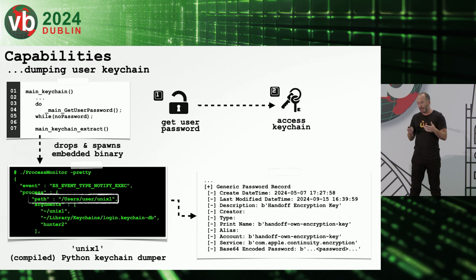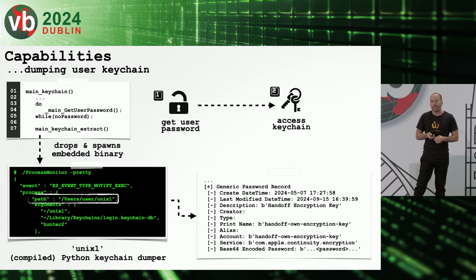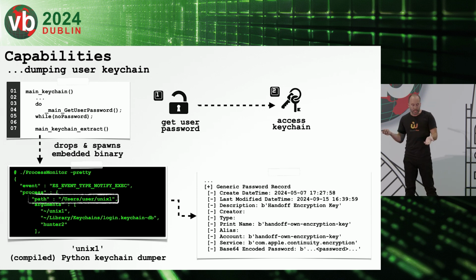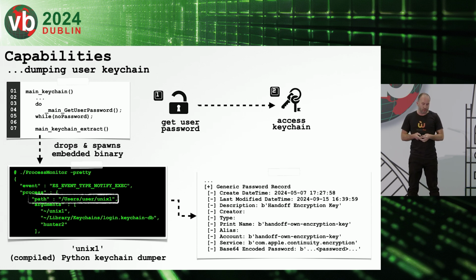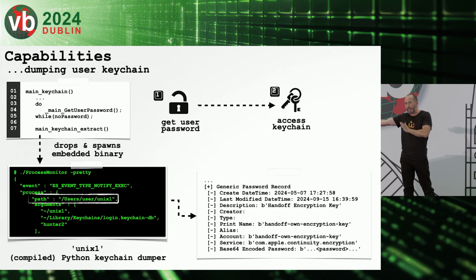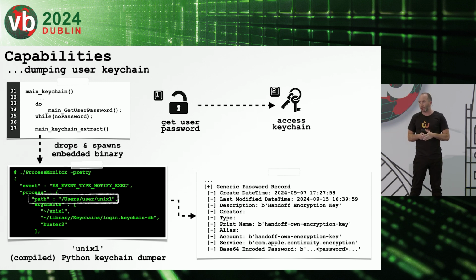Basically, you just execute a utility. In this case, they've packaged up a precompiled Python utility that is designed to dump the macOS keychain. And if we look at a process monitor, we can see they drop and execute it. Here it's called Unix1, and they pass the path to the user's login keychain, and then also the password that they obtained. And then from that, they can dump the keychain and exfiltrate that.